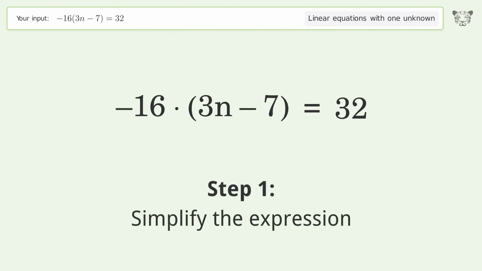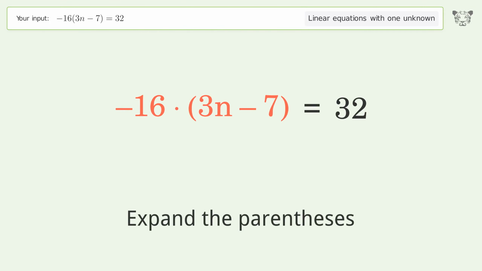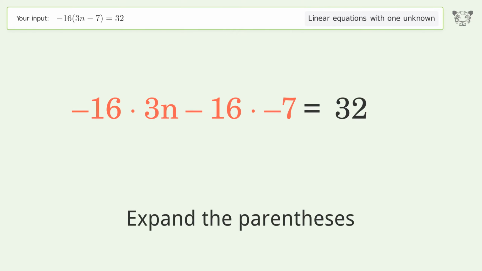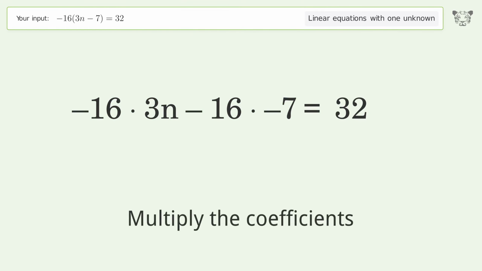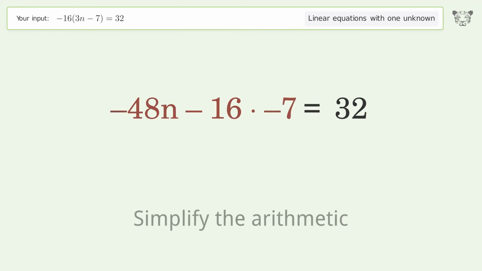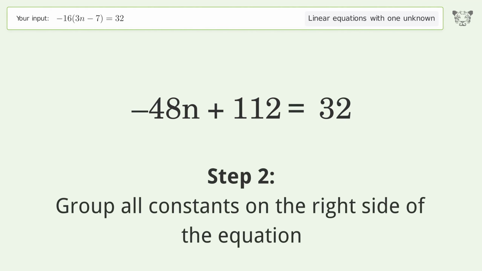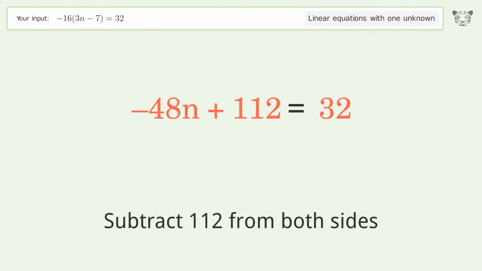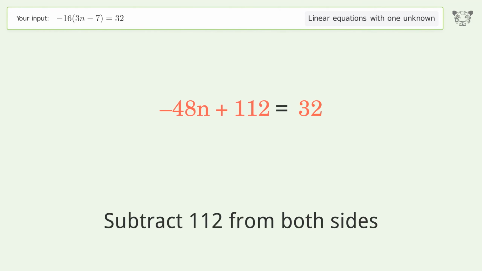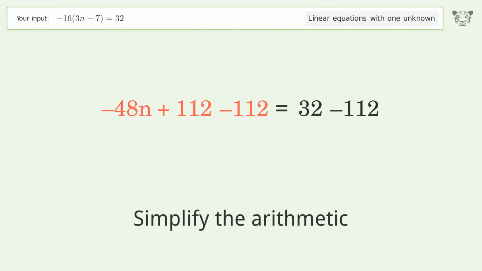Simplify the expression. Expand the parentheses. Multiply the coefficients. Simplify the arithmetic. Group all constants on the right side of the equation. Subtract 112 from both sides. Simplify the arithmetic.